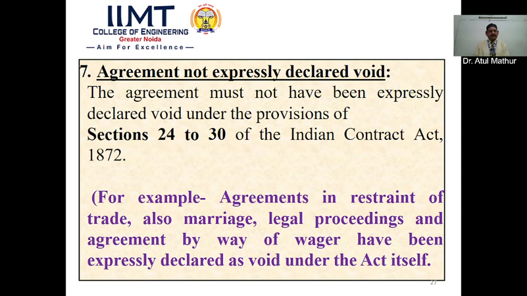Next matter is agreement not expressly declared void. The agreement must not have been expressly declared void under the provisions of sections 24 to 30 of the Indian Contract Act 1872. For example, agreements in restraint of trade, marriage, legal proceedings, and agreements by way of wagers have been expressly declared as void under the Act itself.